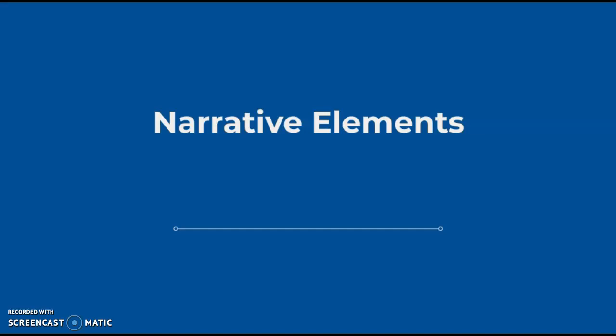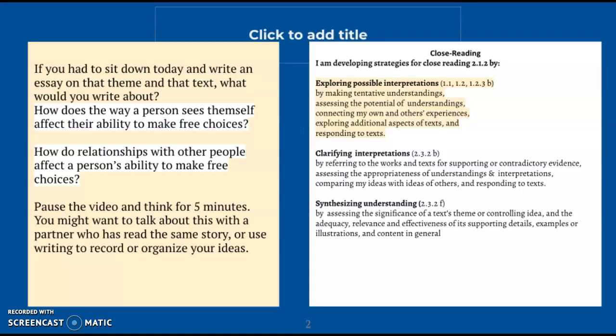Before we get into this lesson properly, take a moment to explore your possible interpretations of the story. Reflect on the story that you've read and the thematic guiding question that you chose, and sit down and pretend that you had to write an essay on that theme and that text. I'm suggesting that you give yourself about 5 minutes to explore your ideas. You can take longer if you would like.